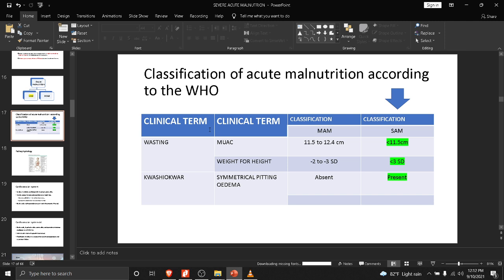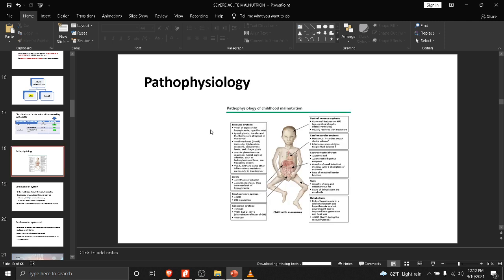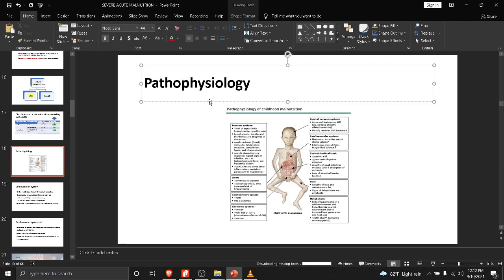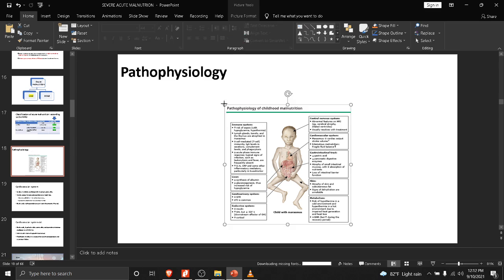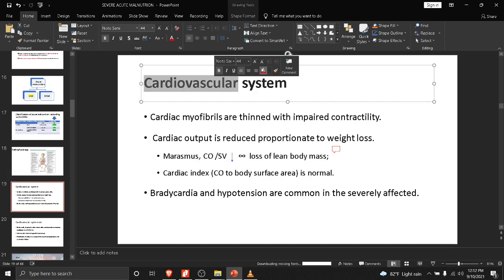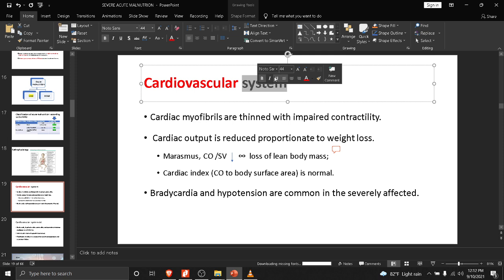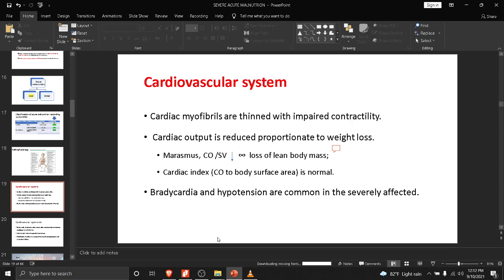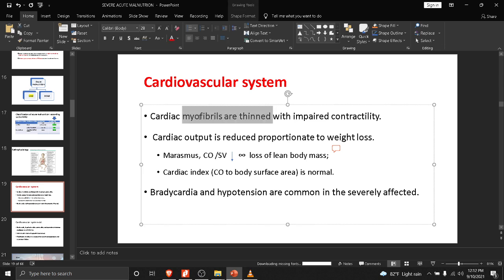Now we come to the pathophysiology, starting with the cardiovascular system. In severe acute malnutrition, the body tries to preserve energy, so a physiological adaptation is there to reduce the energy expenditure on the child's basal metabolic work. So the cardiac myofibrils become thin with impaired contractility to conserve energy. Also, the cardiac output is reduced proportionally to the weight.